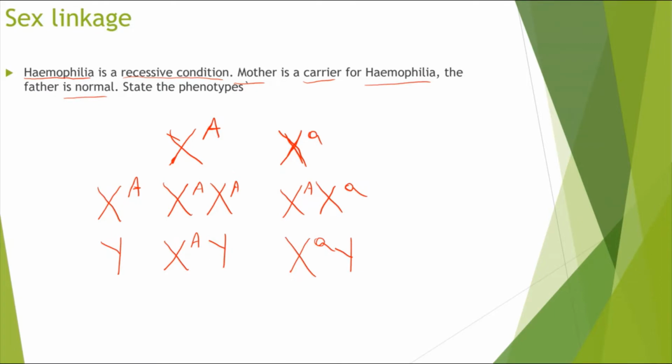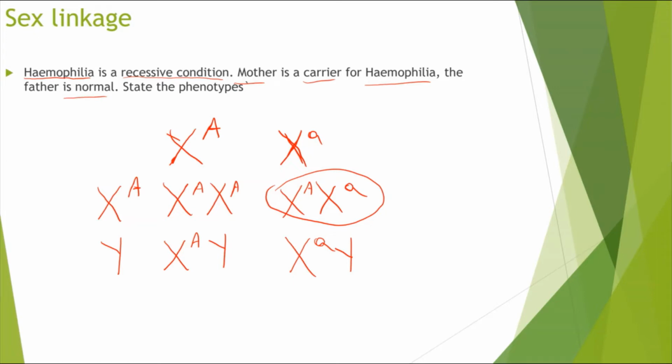So from this, both of my females have a dominant A, so both of them will be unaffected. But I can see that one of them has a lowercase a. So in that case, this female will be a carrier, so her offspring may be able to have the condition for haemophilia.